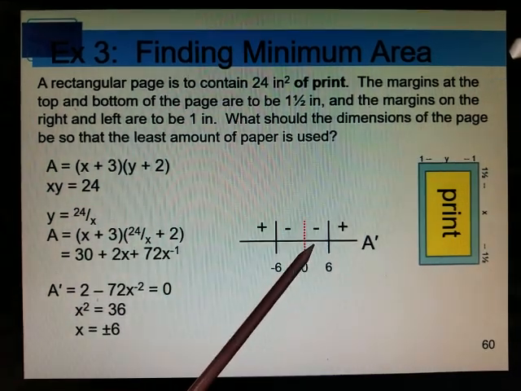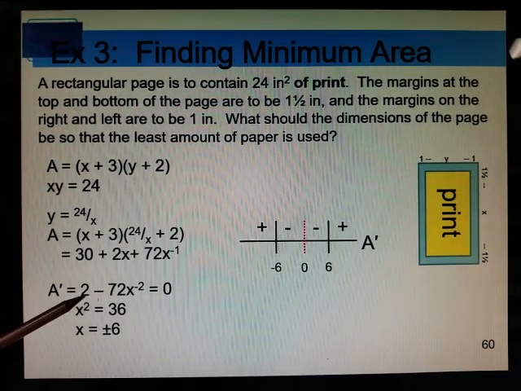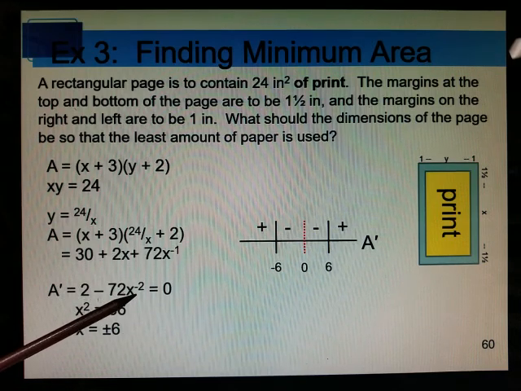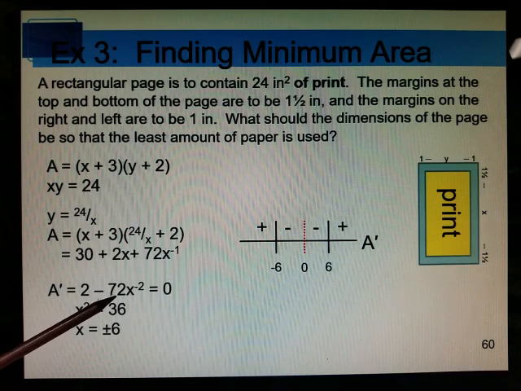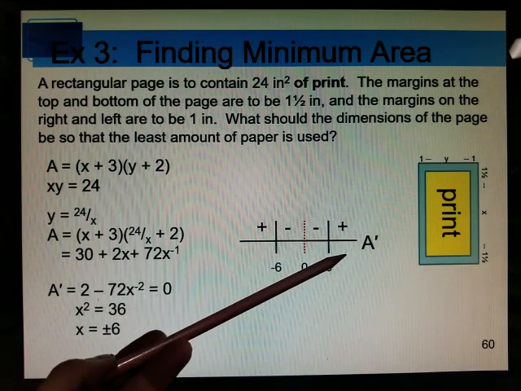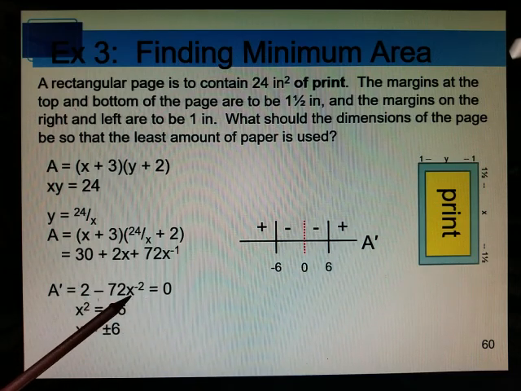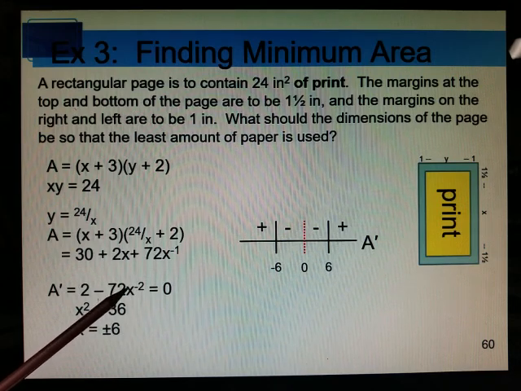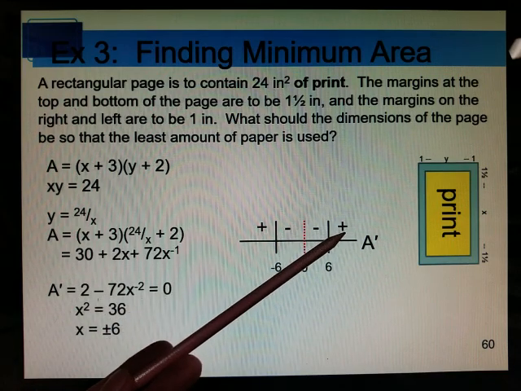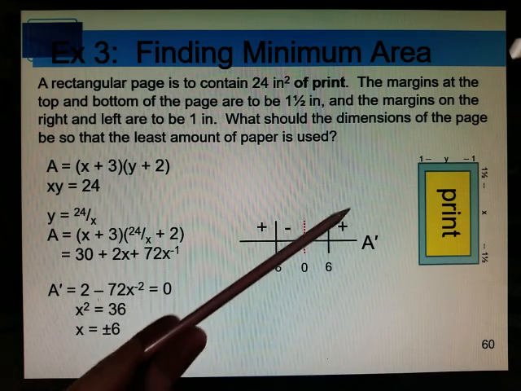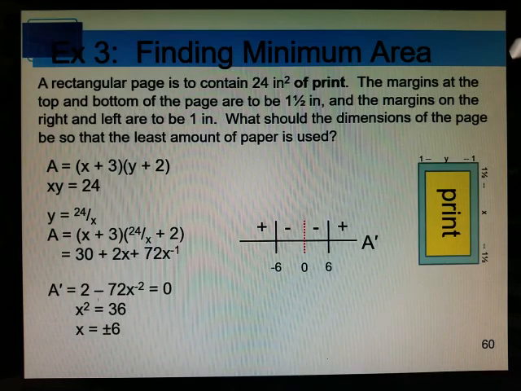All right, so again, plugging in 1, that would be 2 minus 72 divided by 1. I think I said that wrong a minute ago. 2 minus 72 would be a negative value. Plug in, say, 10. 72 divided by 10 squared would be 72 divided by 100, which is 0.72. So 2 minus 0.72 would be a positive number. So right here is where my minimum would occur for my original function.